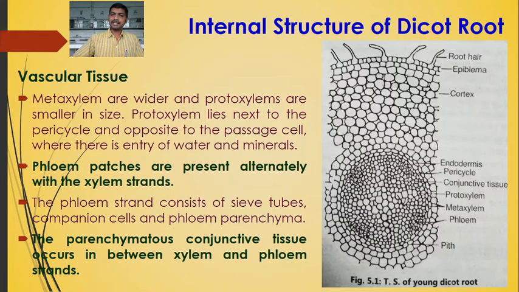The parenchymatous conjunctive tissue is an important character of the dicot root, where parenchymatous conjunctive tissue occurs in between xylem and phloem. Here this is the xylem strand, this one is the phloem strand, and in between is the parenchymatous conjunctive tissue. Again here also, conjunctive tissue is present between xylem and phloem.